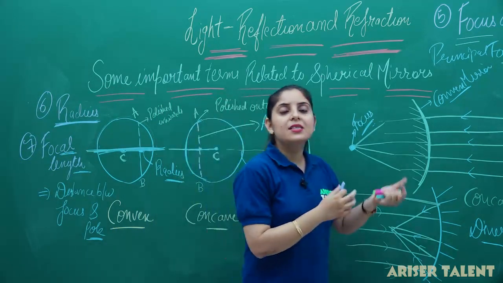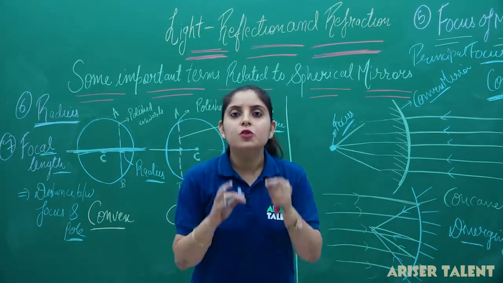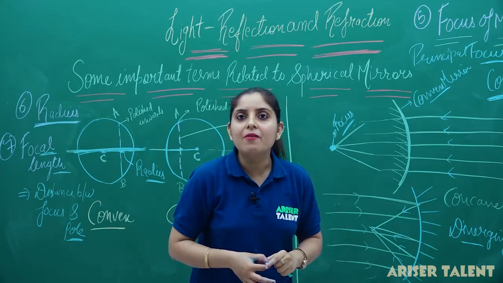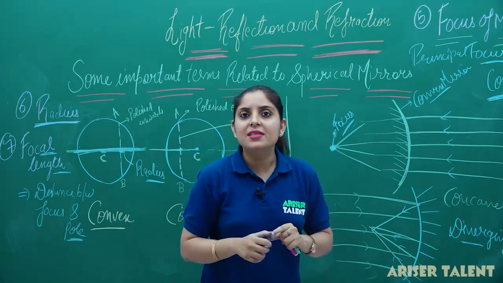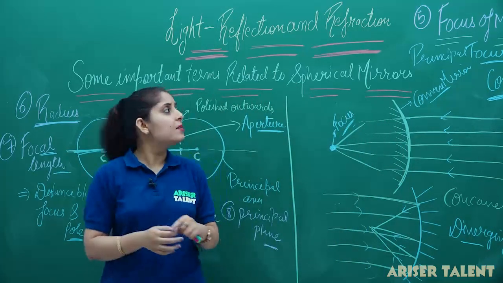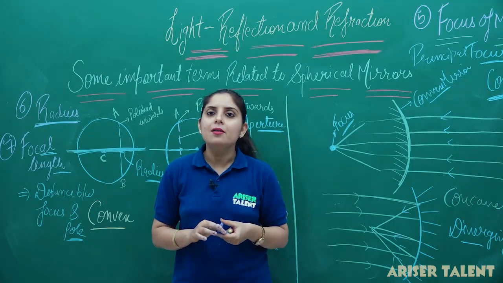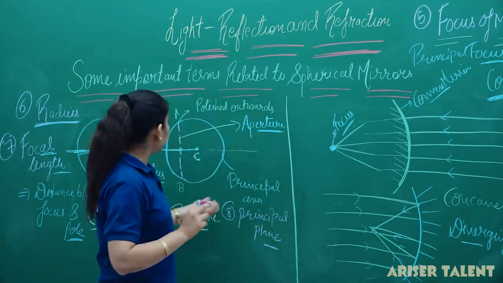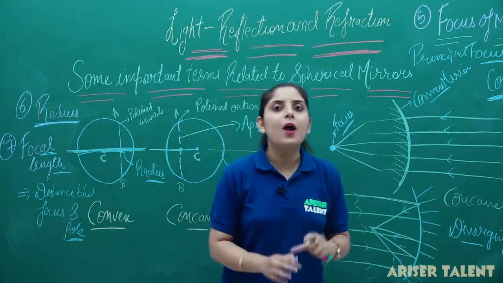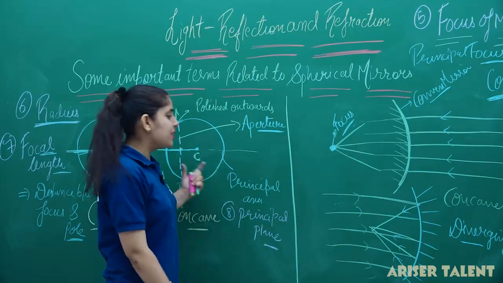So you can see that we have discussed eight terms here, and these terms are actually very, very important. So I'm again repeating. The first term we discussed is the aperture. The second term is the pole. The third term is the center of curvature. The fourth term we have seen is the radius. The fifth one is the focus of the mirror. The sixth is the focal length. The seventh is the principal section. And one more term we are left with, that is the principal axis. So these are the eight terms, and you have to learn these terms with a proper definition and labeling, showing where actually these are situated.